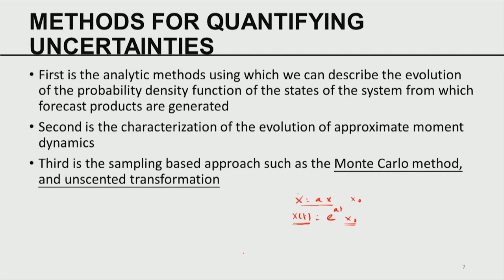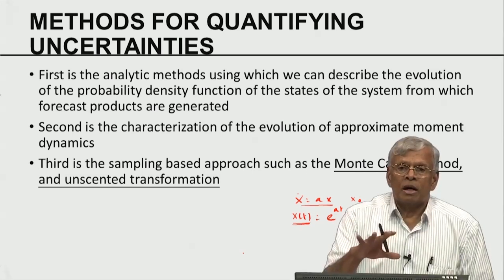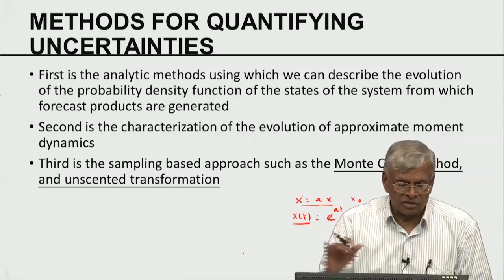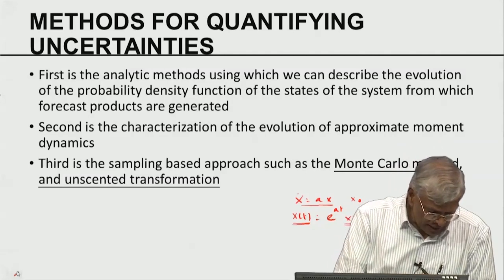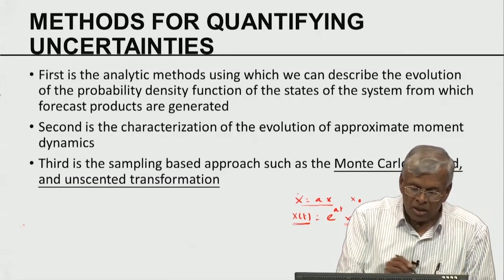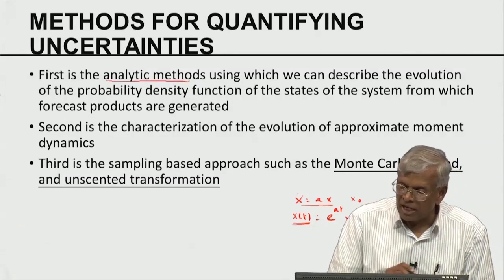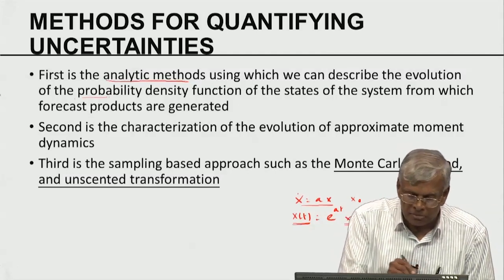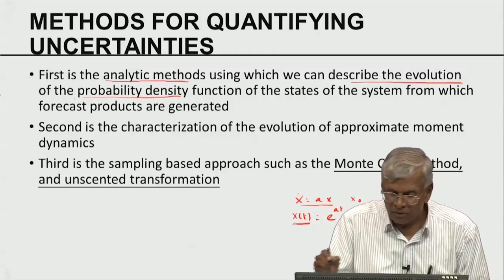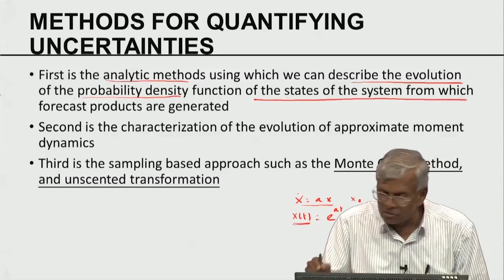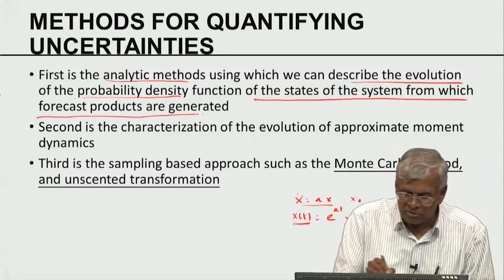So what are the class of techniques that are available for analyzing solutions of stochastic system and trying to compute or quantify the uncertainty of the solution? That is the goal of predictability within the context of stochastic system. First is a class of analytical methods. In this class of analytical methods, our aim is to be able to describe the evolution of the probability density function of the states of the system from which forecast products can be generated.